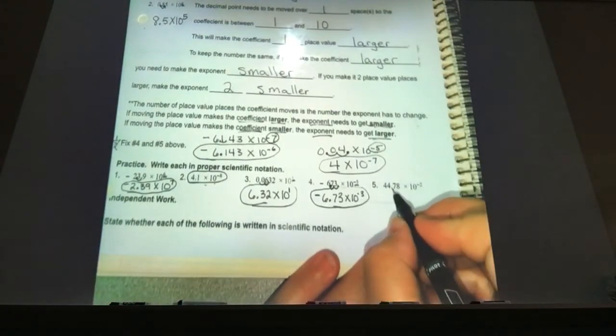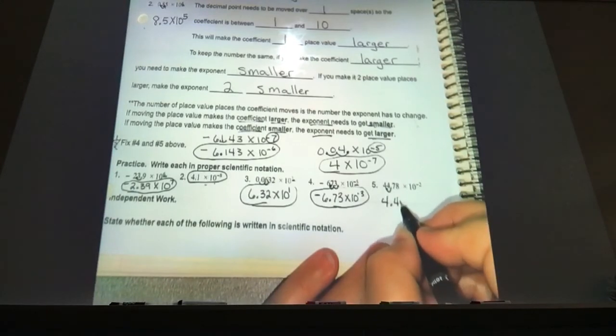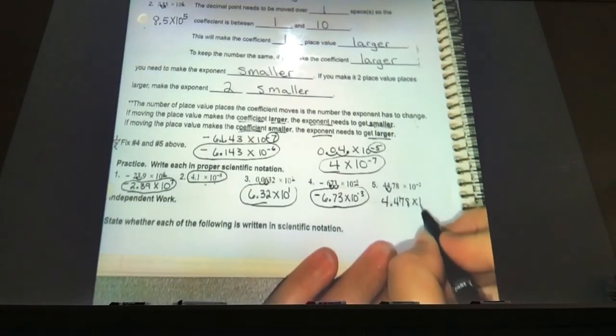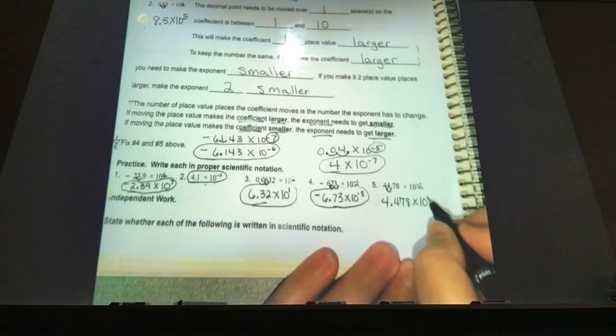And finally, this is going to get 1 what? From 44 to 4 got smaller, which means this needs to get 1 bigger. 1 bigger than -2 is -1.